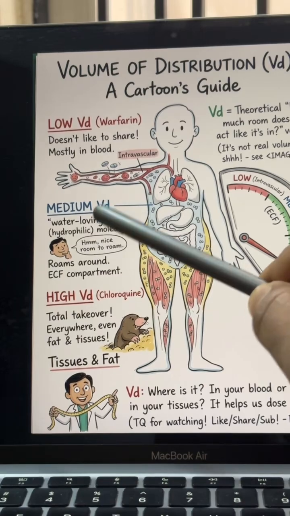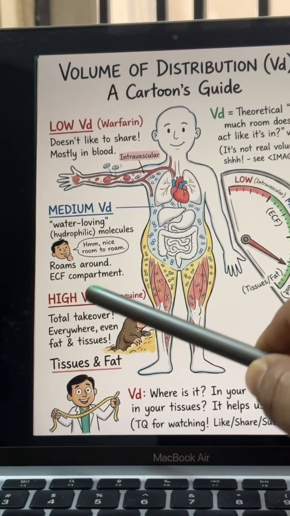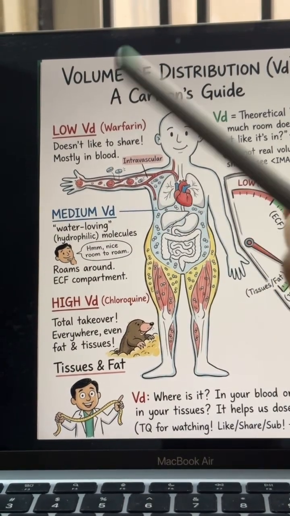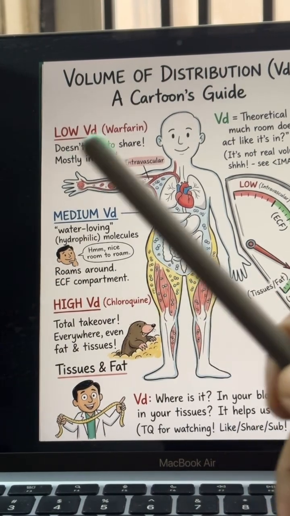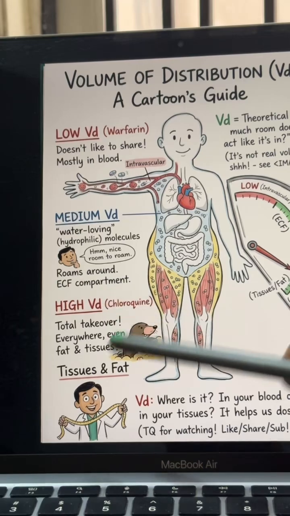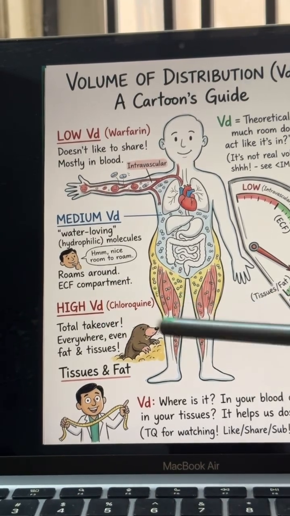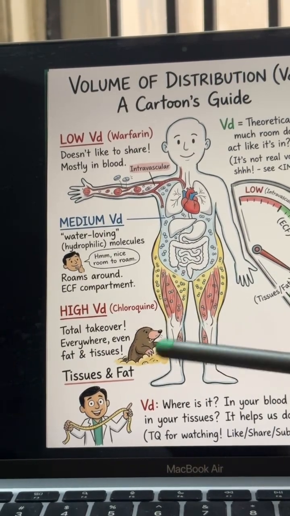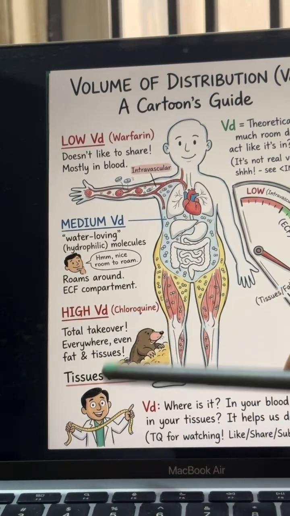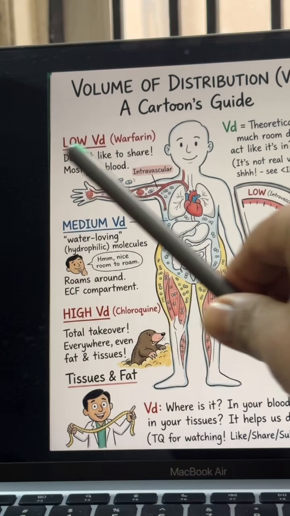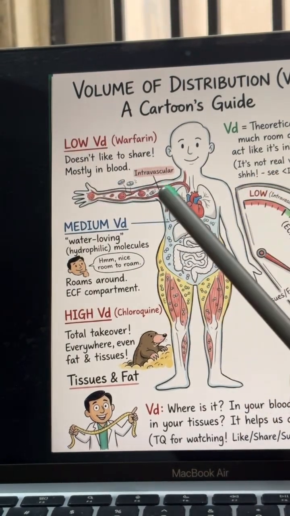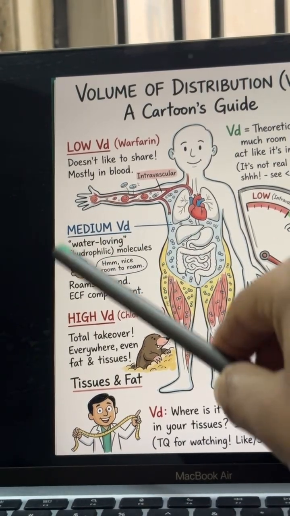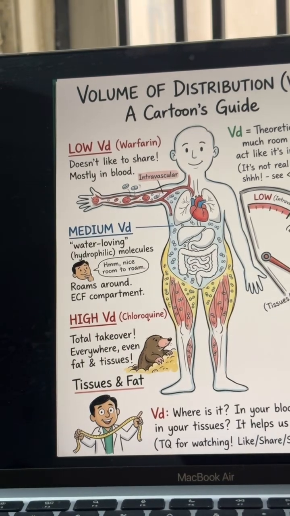Now any drugs which have medium VD are water loving or hydrophilic molecules. They love to stay in the extracellular compartments. And any drug which has high VD like chloroquine, it's a total takeover. These drugs like to go into the tissues, everywhere, even fat. So the high VD drugs like chloroquine will go into the tissues and fat, the drug which has low VD is likely to stay in the blood, and the medium VD drug will stay in the extracellular compartment.